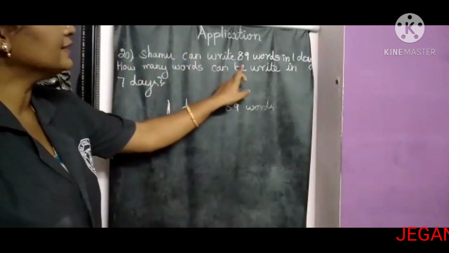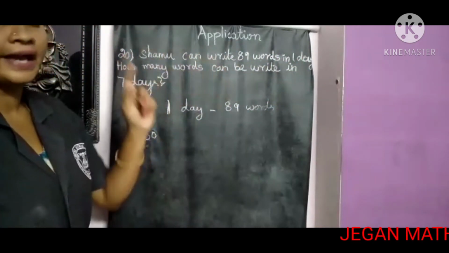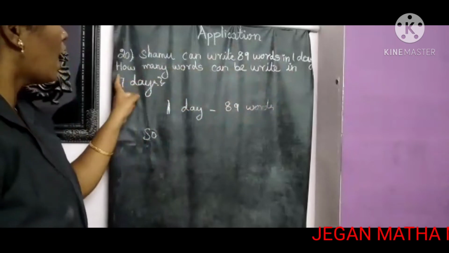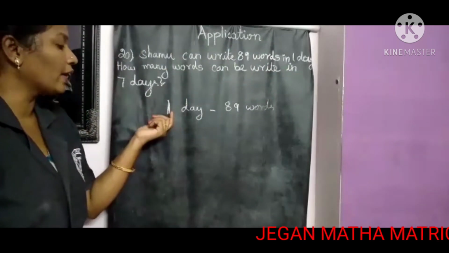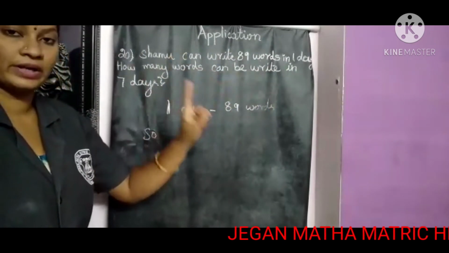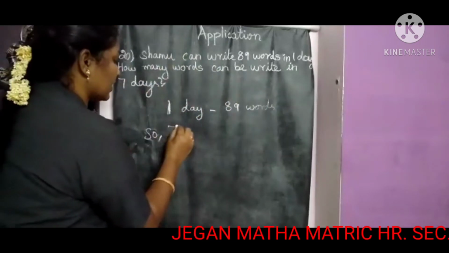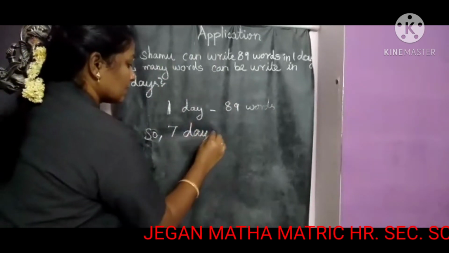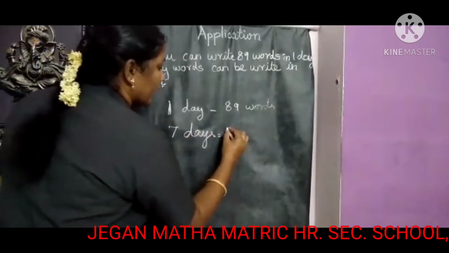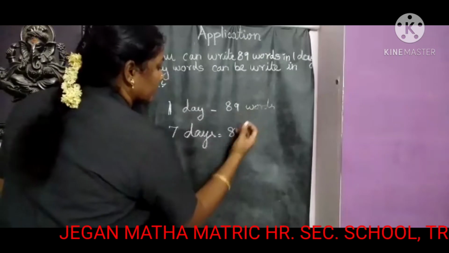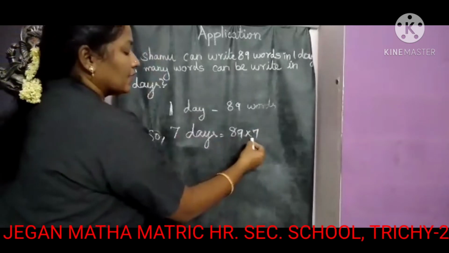Shamu can write 89 words in one day. How many words can she write in 7 days? Here she writes 89 words in one day. So here you want to find the 7 days. 7 days, how many words can she write? So multiply 89 with 7.